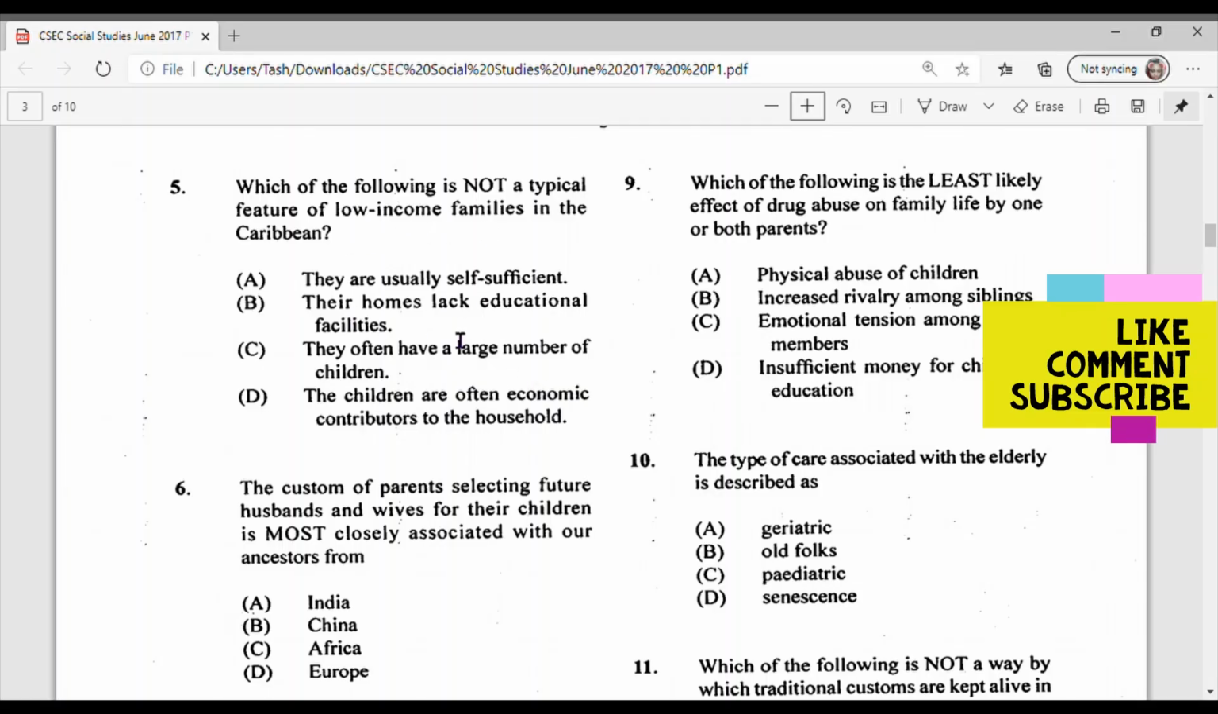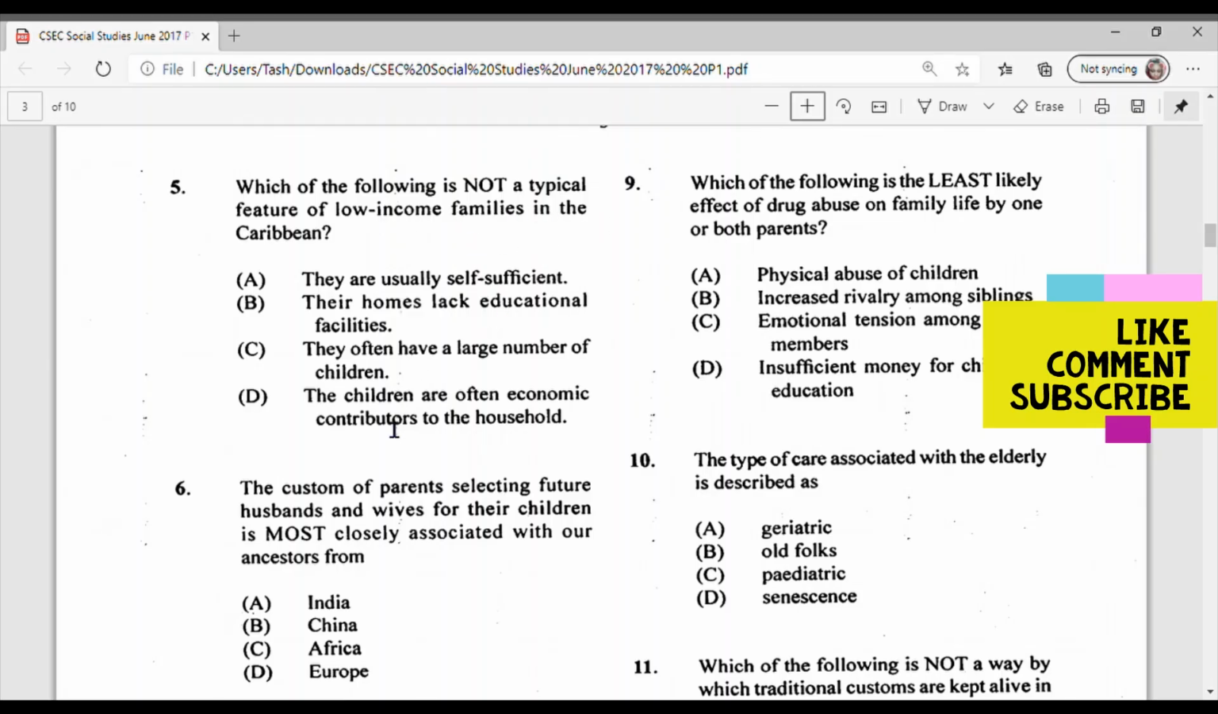B, their homes lack educational facilities. C, they often have a large number of children. D, the children are often economic contributors to the household. So the answer for 5 would have been A, that they are usually self-sufficient, since it says not a typical feature.